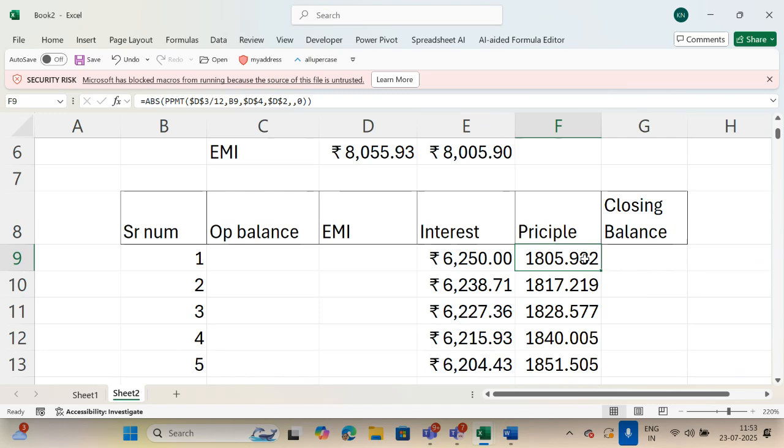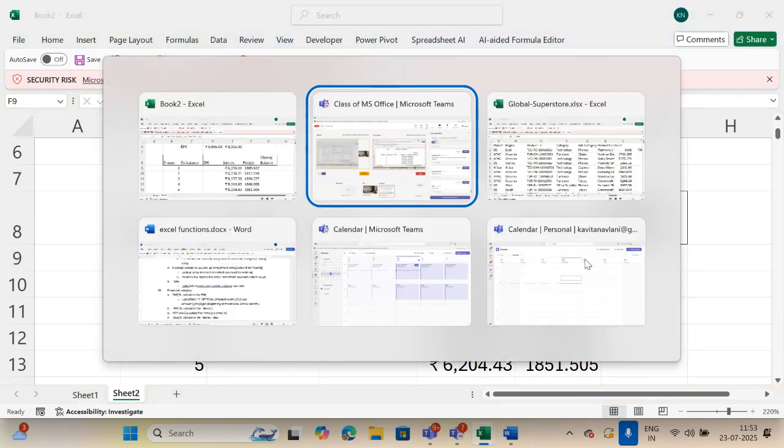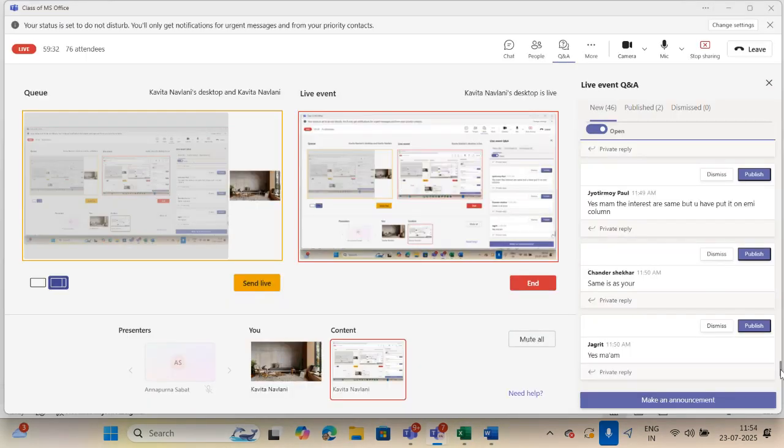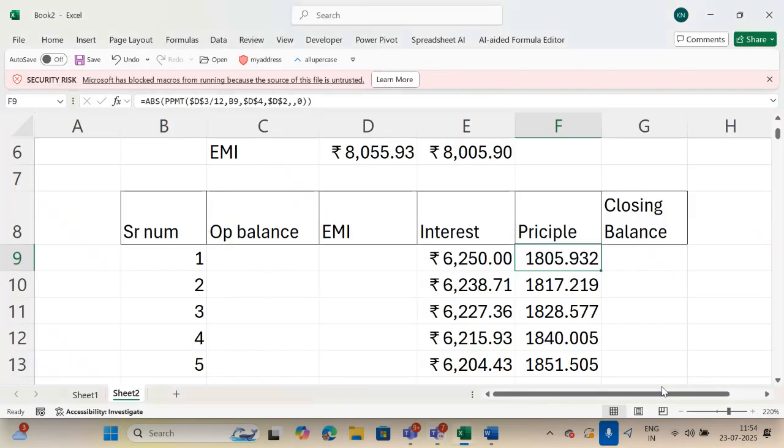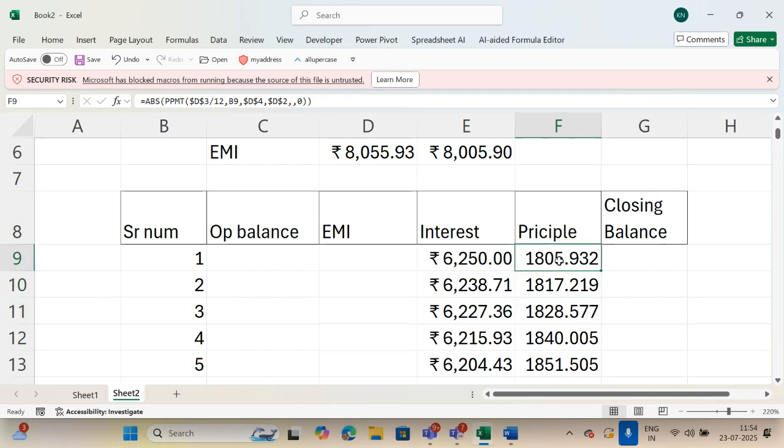Is it clear? The principal is same, na? Whatever we calculated in the manual thing. Yes. So see, it is very important to learn these kinds of functions which calculate automatically. You should not calculate manually.